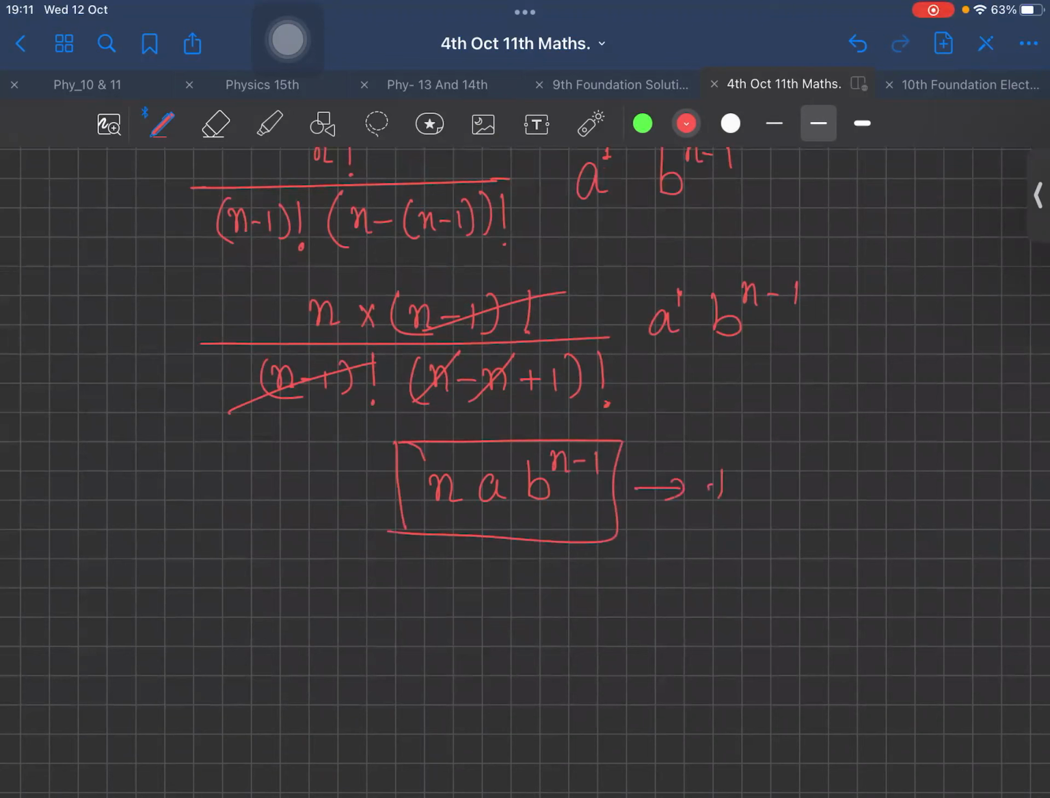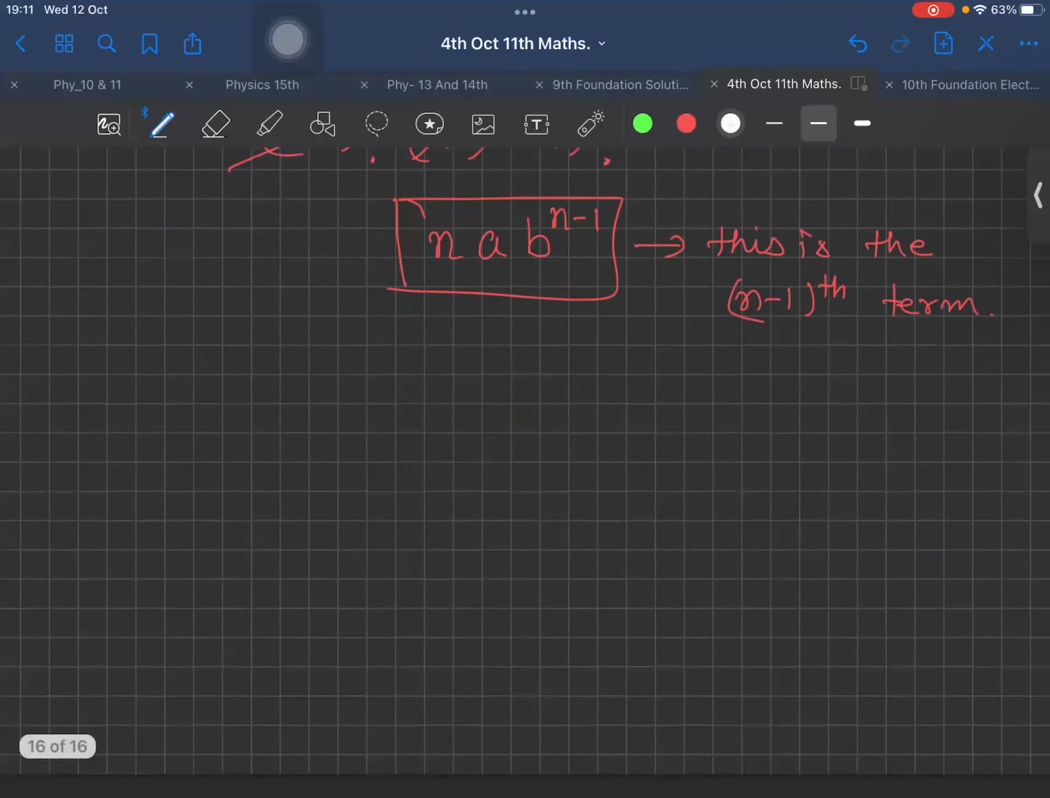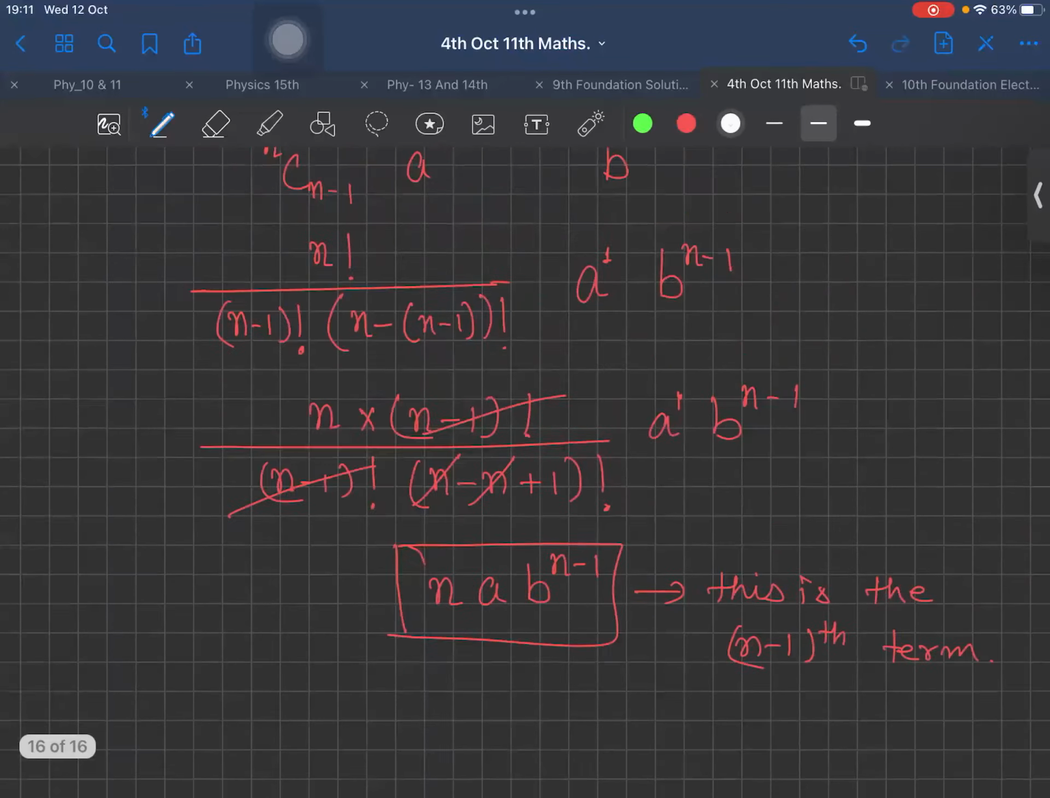This is the n minus 1 term. That's it. Okay. Got it? Yes? Okay. So this is the use of general term.